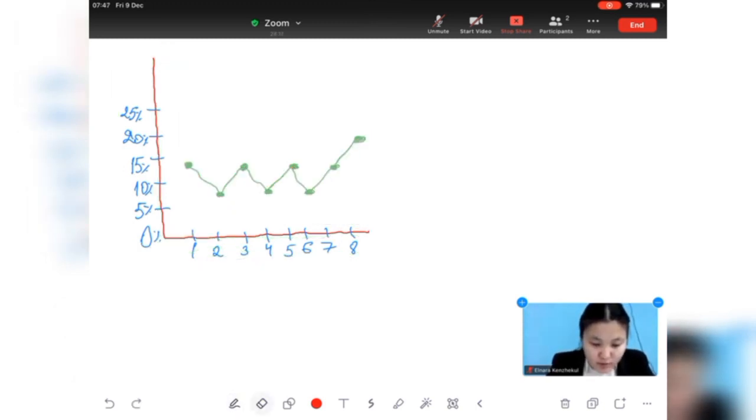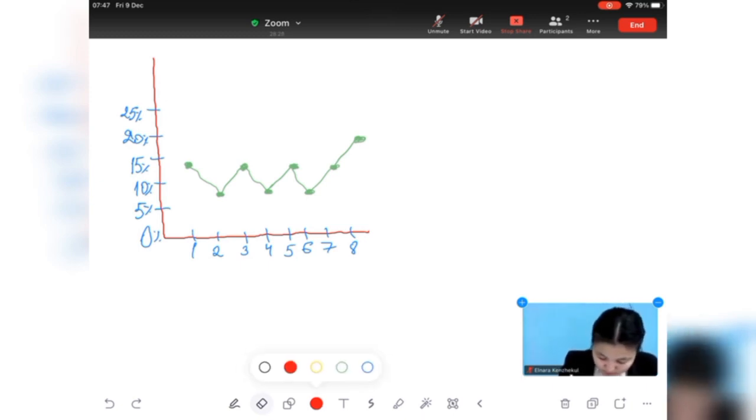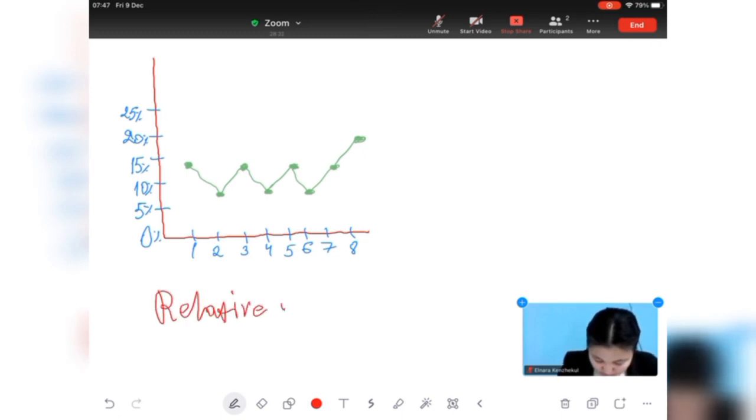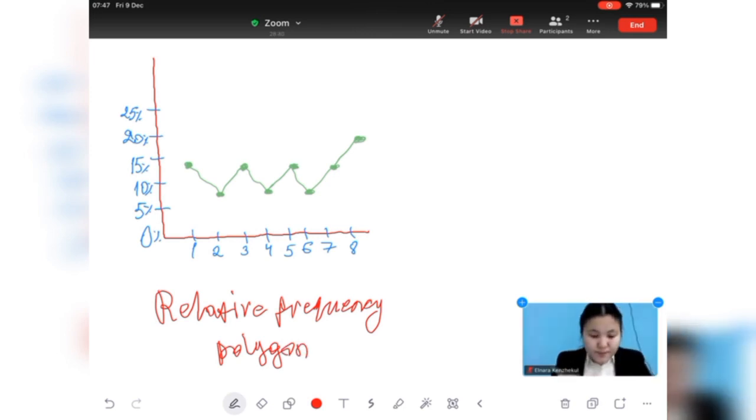The given picture shows a polygon of relative frequency. The definition of the relative frequency polygon: a broken line connecting points whose abscissas are different options and whose ordinates are the relative frequencies of these options is called a relative frequency polygon.